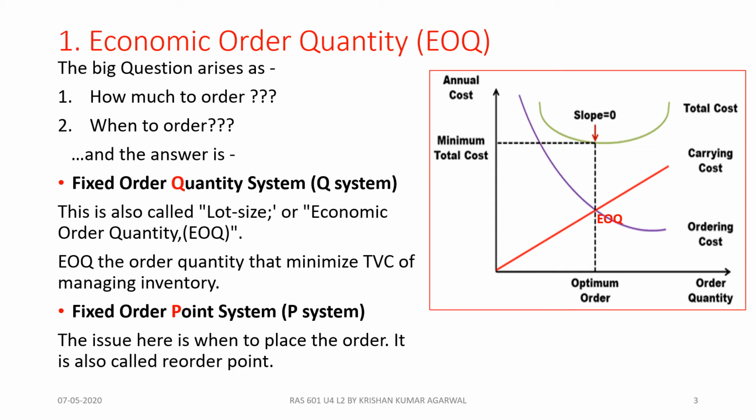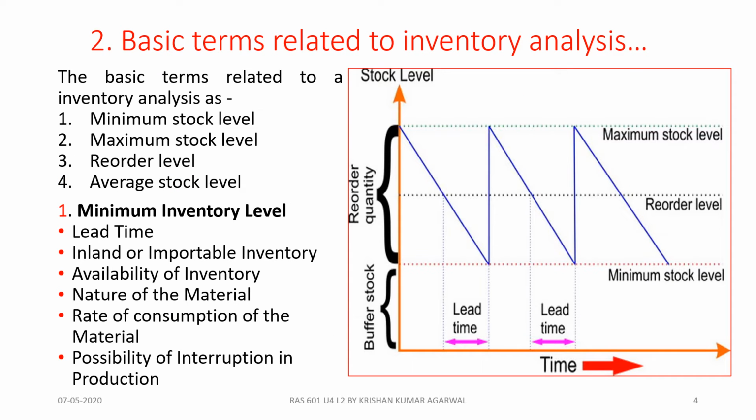Economic order quantity is the order quantity that minimizes the total variable cost of managing the inventory within the production. Whereas the reorder point is the point when the inventory goes down to a limited value, a mark, and then the store manager or the purchase manager has to take concern that they have to place the order. It can be seen in the diagram between stock level and time.